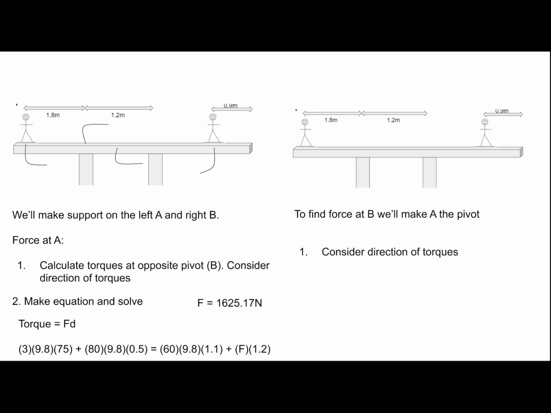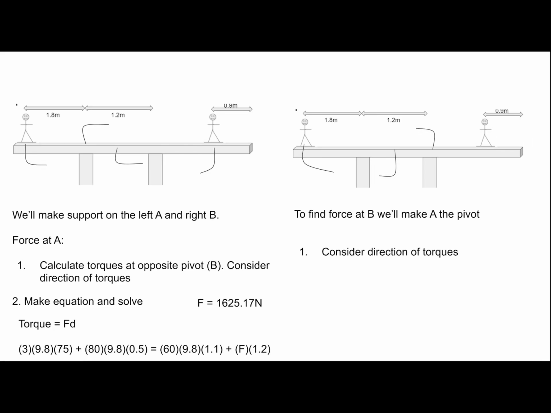Alright, so we'll look at the force at B. Okay, so looking at force at B, we'll be making the opposite support force the pivot, which is A. So A will now be our pivot point, and we'll have to consider all the torques acting around A. Kevin is still on the left of the pivot, so he's still providing our anti-clockwise torque. Now we have our weight force of the bar. Because the weight force is on the right-hand side of the pivot, it's going to be acting in the clockwise direction.